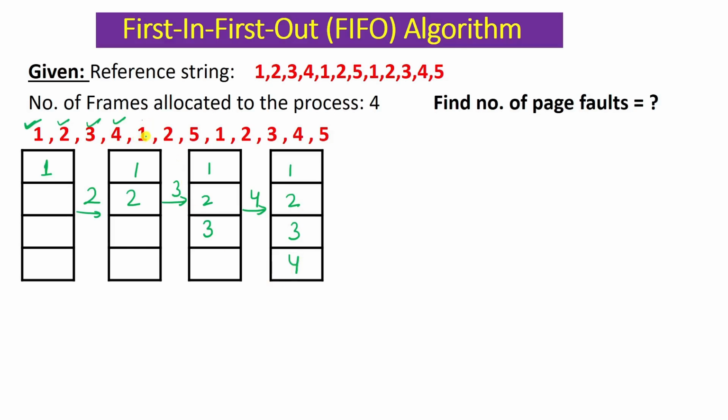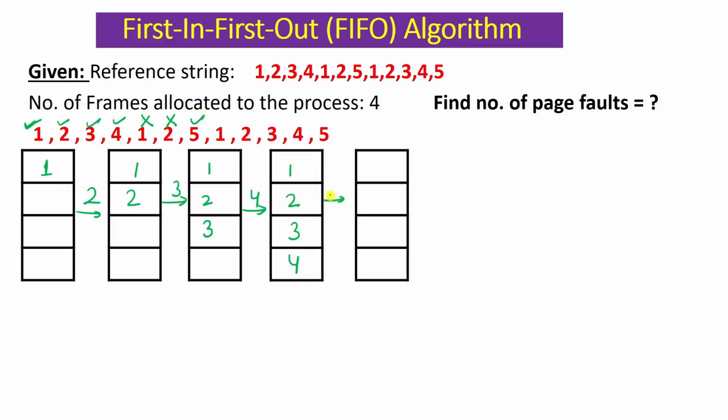Now let's come to this. Page number 1 is asked. 1 is already present inside the main memory, so it will not generate a page fault. It will actually be a page hit; the page is found inside the main memory. Now 2 will not generate a page fault either. What about 5, will it generate a page fault or not? Here you can see 5 is not already here, so 5 will generate a page fault.